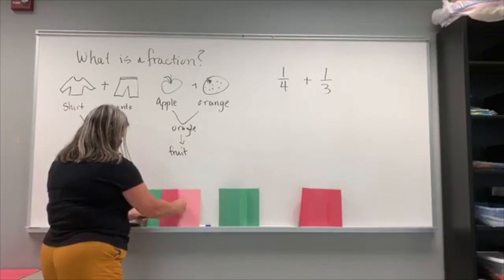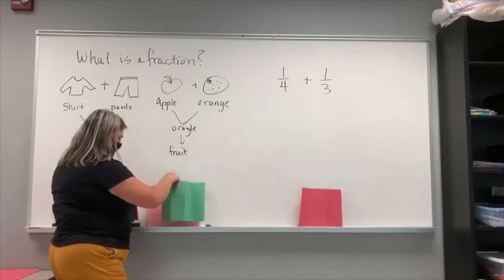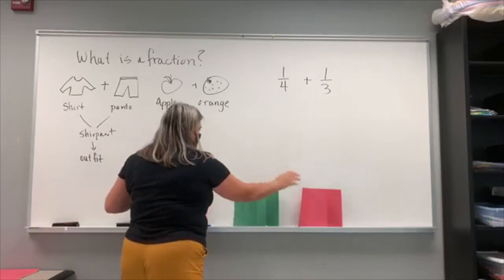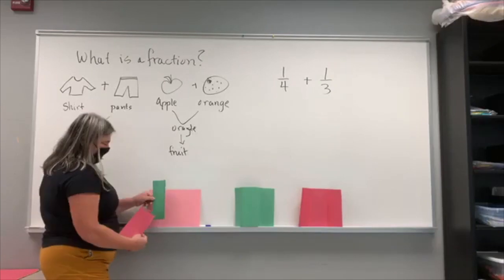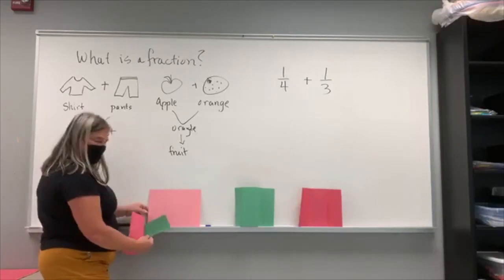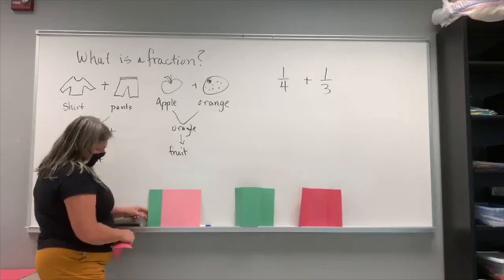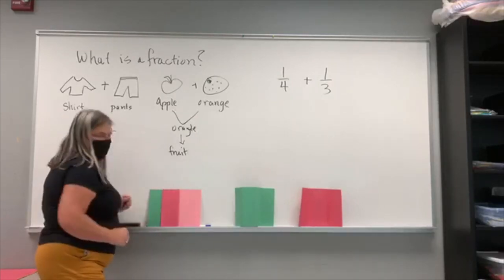So now, let's go back. We have this pink piece of paper, same size. Let me prove it to you. It's the same size as the green one, and it's the same size as the red one. And then I took 1 of my fourths. I'm going to put that right onto this pink paper. So this is called the whole. Put that right on there, and then put this right on there.